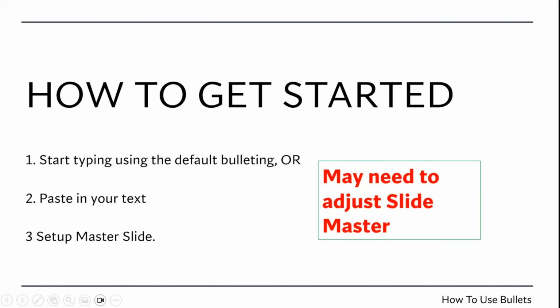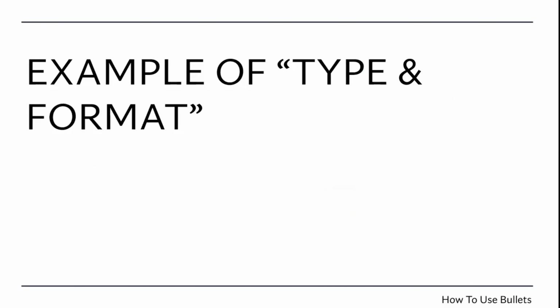And here's how you get started. You basically just start typing in one of the supplied text boxes. As you can see, round bullet is the default. So you can just start typing, or you can paste in the text, or a third option is to adjust the master slide so that your desired bullet shows up each time in the sub bullets, which we'll talk about in just a moment.